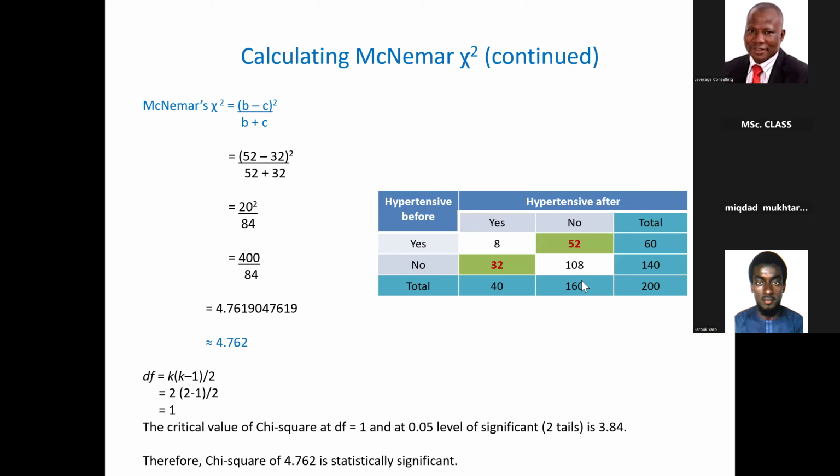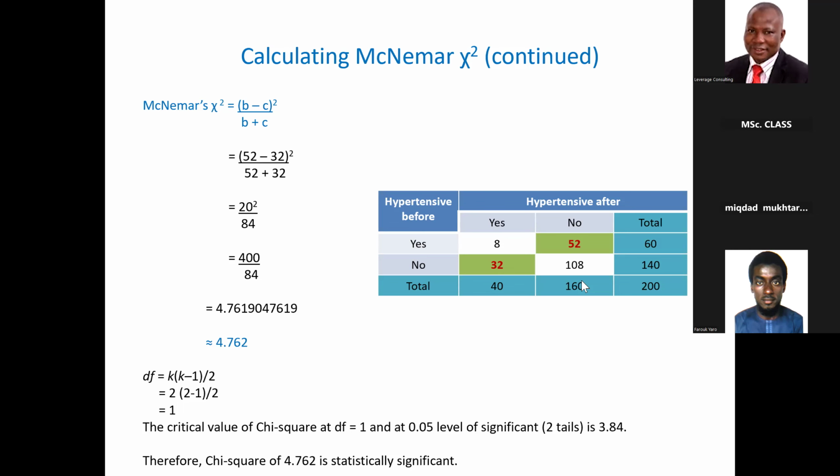So there's another way to calculate it, a very innovative way. Instead of all those things, just say B minus C, those discordant. You just take the difference between them, square it, over the addition, and it gives you the same thing. Can you see? 52 minus 32 squared over 52 plus 32 gives you the same thing, 4.4762. Degree of freedom is 1.